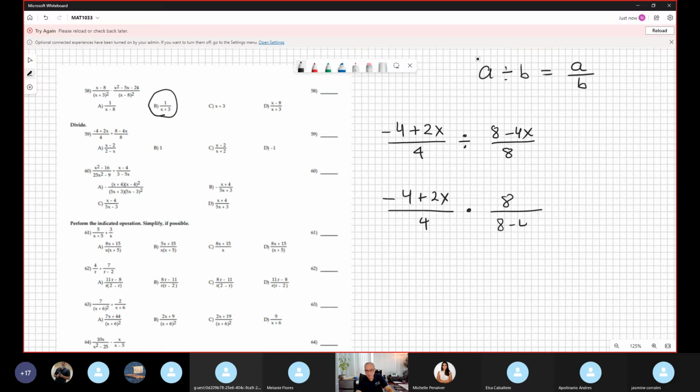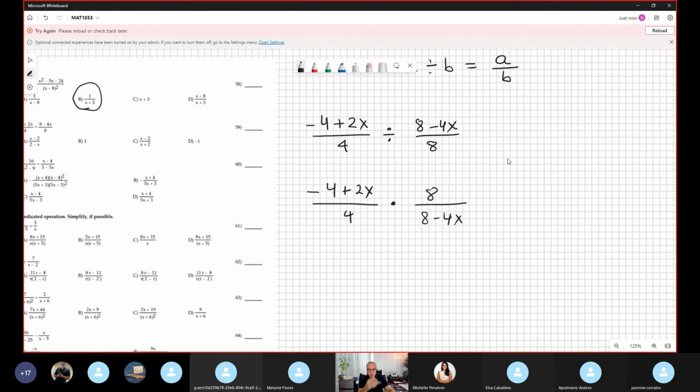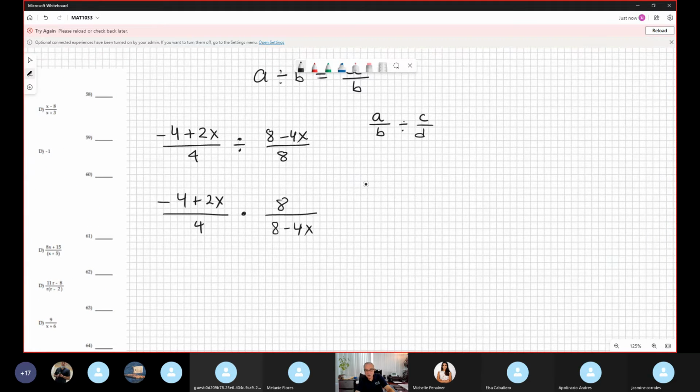That's it. And now when you convert to multiplication, you are doing exactly the same as the example we were doing before. End of story. Okay. It's the only thing. Change the division problem to multiplication. How? Find the reciprocal of this. In general, this rule is valid. So suppose you have a over b divided by c over d. You can write another way to visualize this: a over b times d over c.